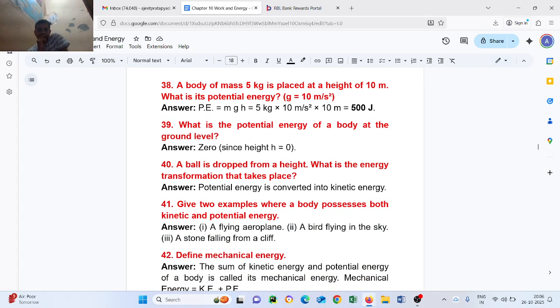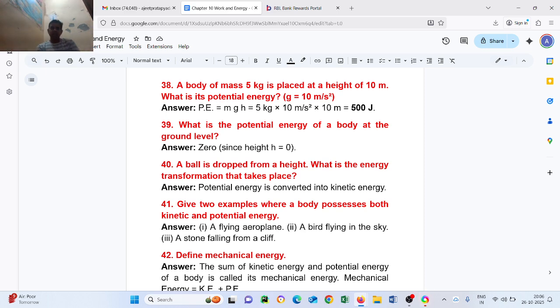Question number 40. A ball is dropped from a height. What is the energy transformation that takes place? Answer: potential energy is converted into kinetic energy.